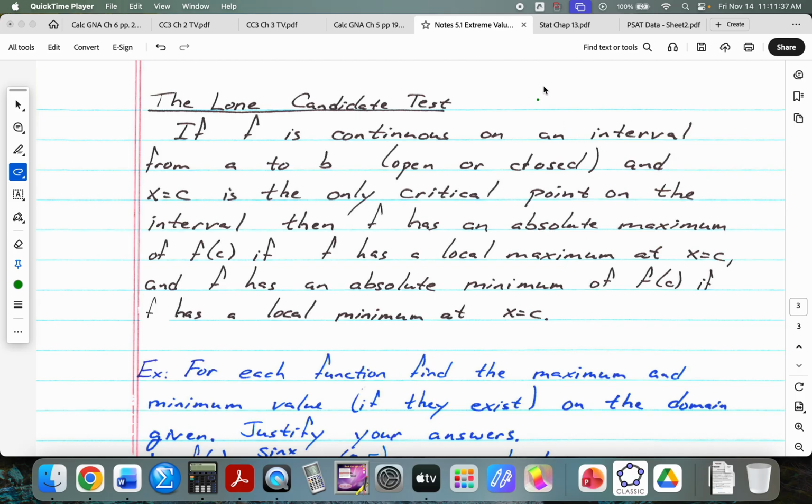So basically what they're saying there is if you have an interval, it doesn't matter whether it's open or closed, and let's say the graph looks like that, well, there's only one critical point, right? And that's clearly a local maximum, so it is the global maximum, the absolute maximum of this function on this interval, open or closed. Okay? It comes in handy from time to time.